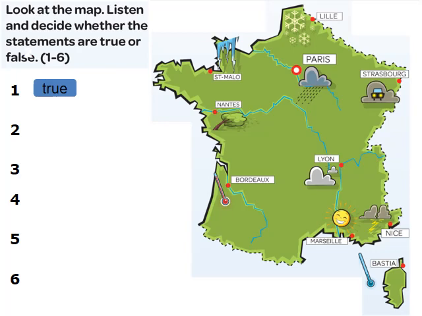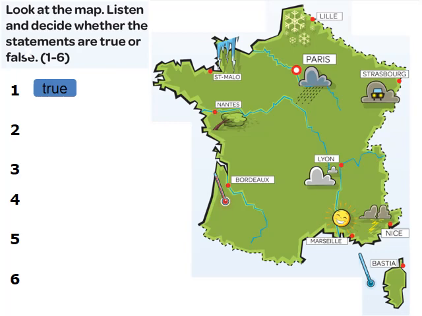Quel temps fait-il à Paris? À Paris, il pleut. Okay, this is number 2. 2. Quel temps fait-il à Bastia? À Bastia, il neige.